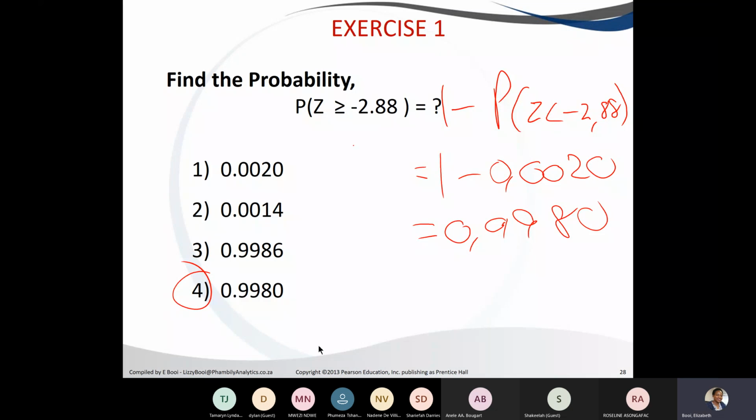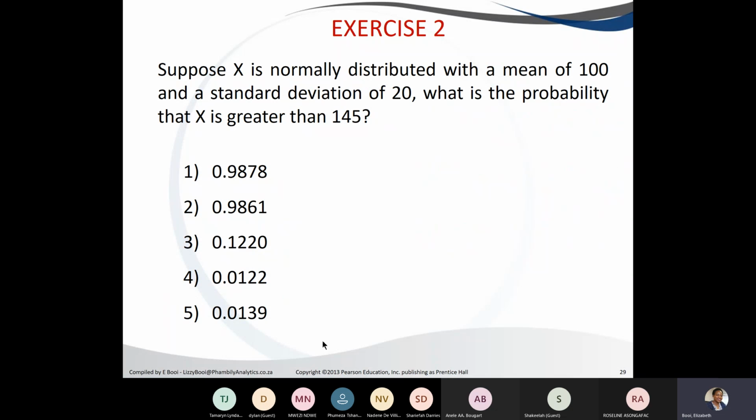Absent questions, we can do another exercise. Suppose X is normally distributed with the mean of 100 and the standard deviation of 20. What is the probability that X is greater than 145?